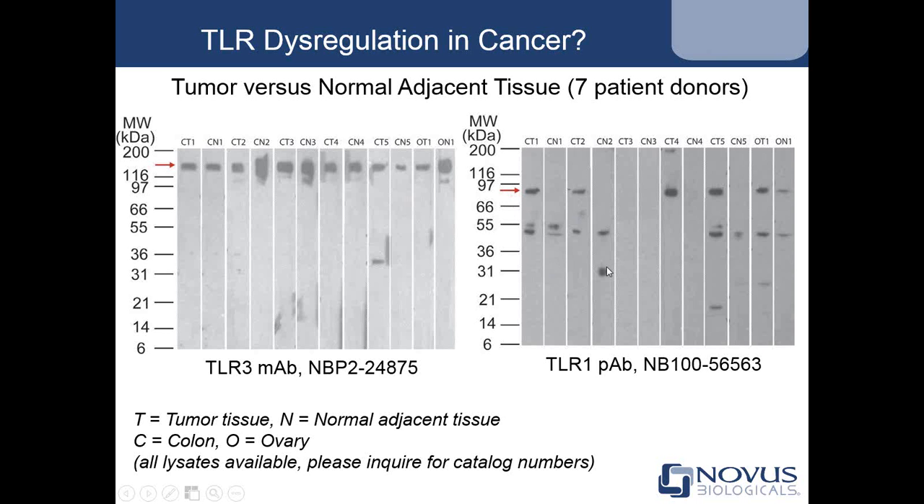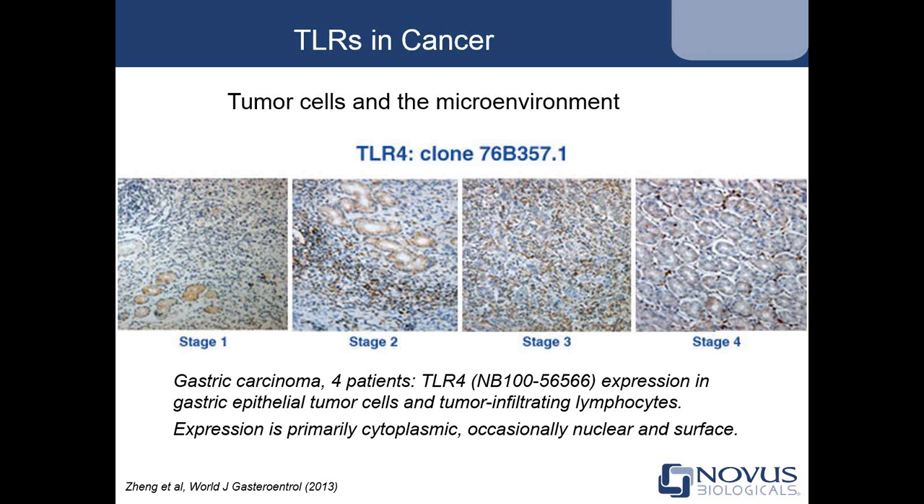In addition to probing Western blots, it's interesting to look at TLRs in the local microenvironment by immunohistochemistry. So here's TLR4 probed in 4 different patients, and this is actually from a 2013 publication by Zhang et al., looking at 4 different stages of TLR4 in 4 different patients. And you can see quite a difference in the variability of expression of TLR4, both in the amount and in the cell types expressed. In the publication, they discuss how TLR4 can be expressed not only in the tumor cells, but also in the microenvironment.